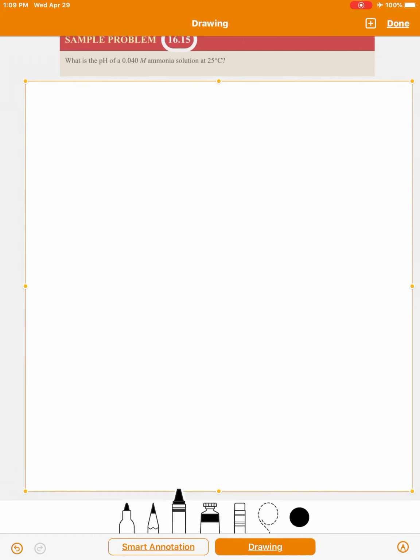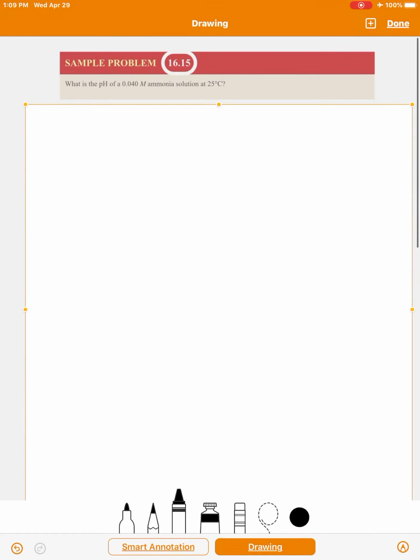This is sample problem 16.15. What is the pH of a 0.040 molar ammonia solution at 25 degrees C? So this is a base problem. It's based on the idea of NH3, which is ammonia.